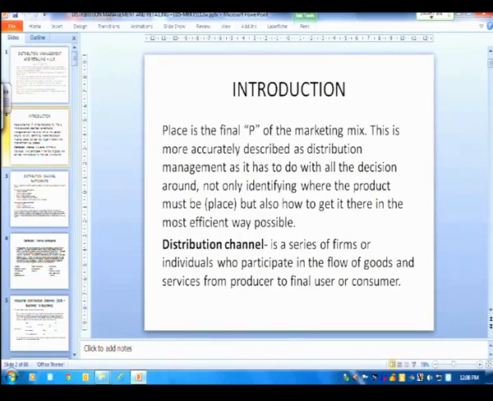Introduction. Place is the final P of the marketing mix. This is more accurately described as distribution management, as it has to do with all the decisions around not only identifying where the product must be placed, but also how to get it there in the most efficient and effective way possible. A distribution channel is a series of firms or individuals who participate in the flow of goods and services from producer to final user or consumer.